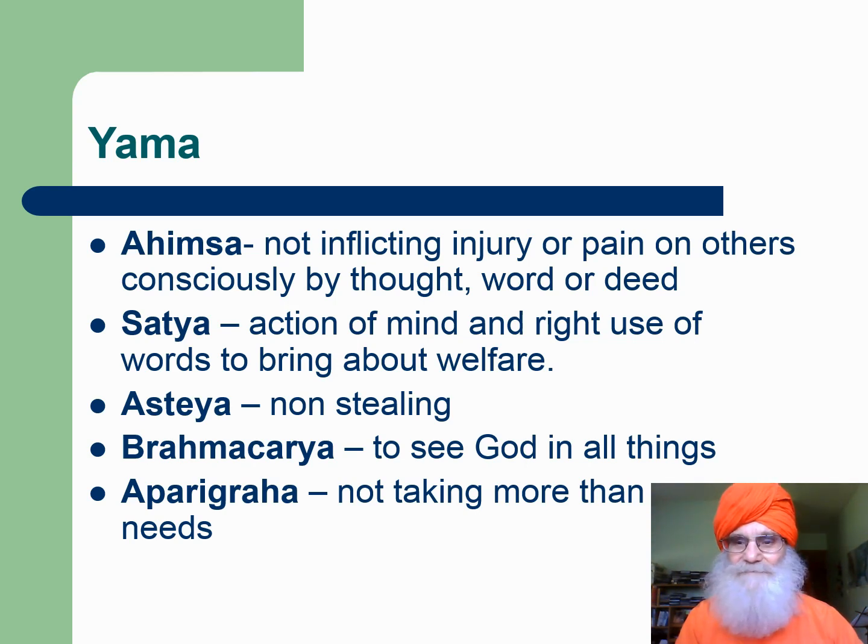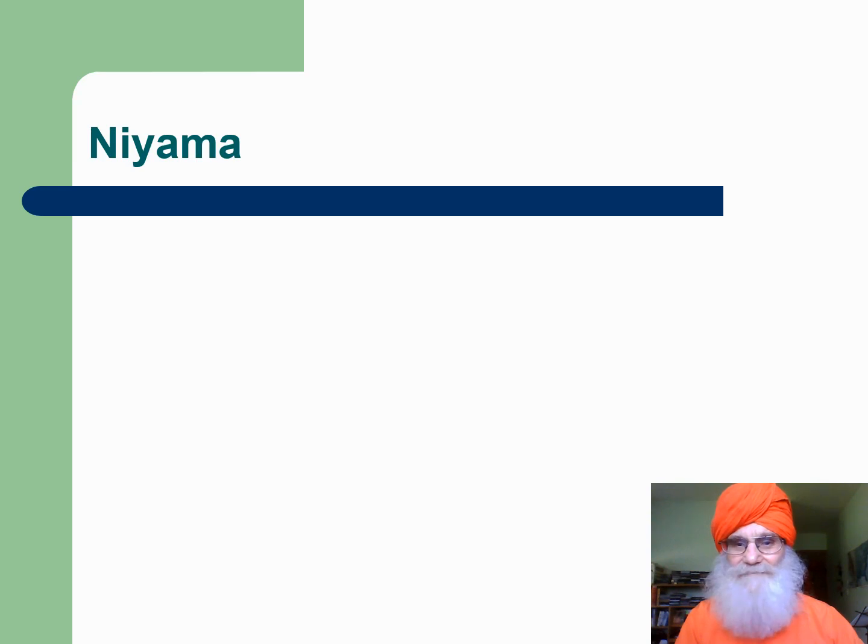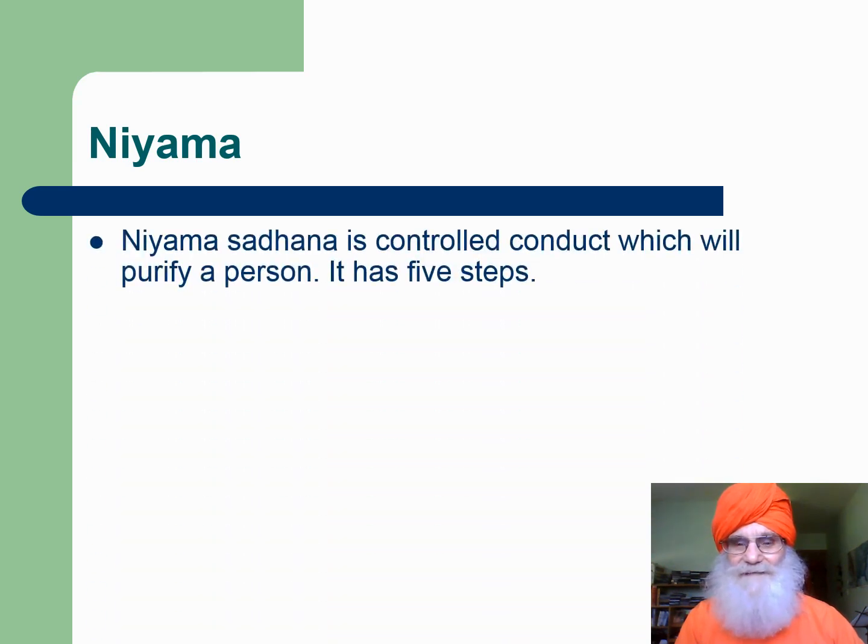Let's go on to the second limb of yoga, which is called Niyama. So Niyama sadhana, or Niyama effort, is controlled conduct which will purify you. Here in the Yama, the effort was regarding your relations with others. Now here, the effort is to get a hold of yourself and to make yourself a better vessel for yoga.